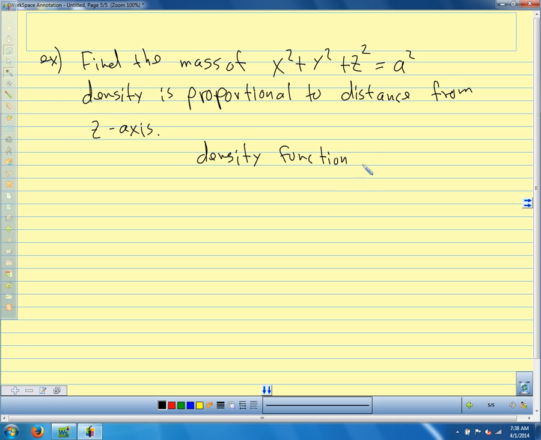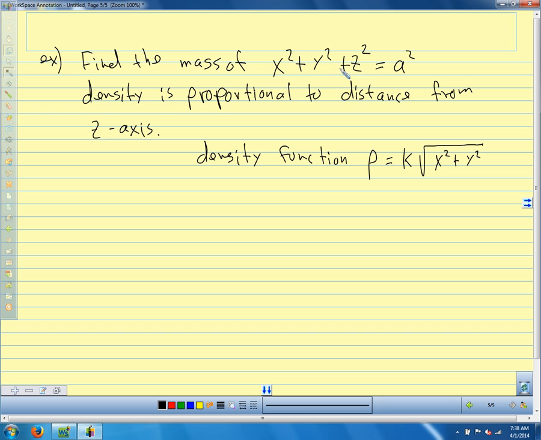So we're going to say that rho is proportional, so we have some constant of proportionality. What's the distance of a point from the z-axis? I'll get us started. Square root of x squared plus y squared. We could think of the Pythagorean theorem to come up with this. The distance from any point to the z-axis is the square root of x squared plus y squared. So that's our density function.